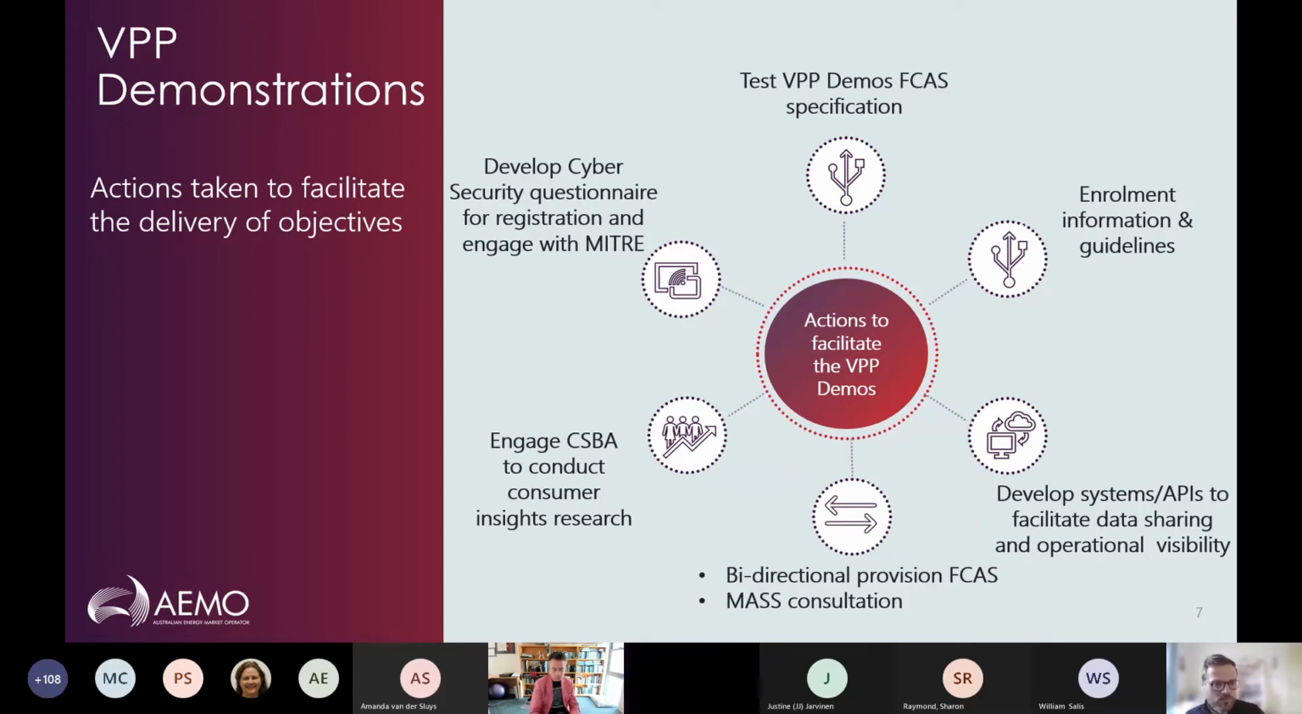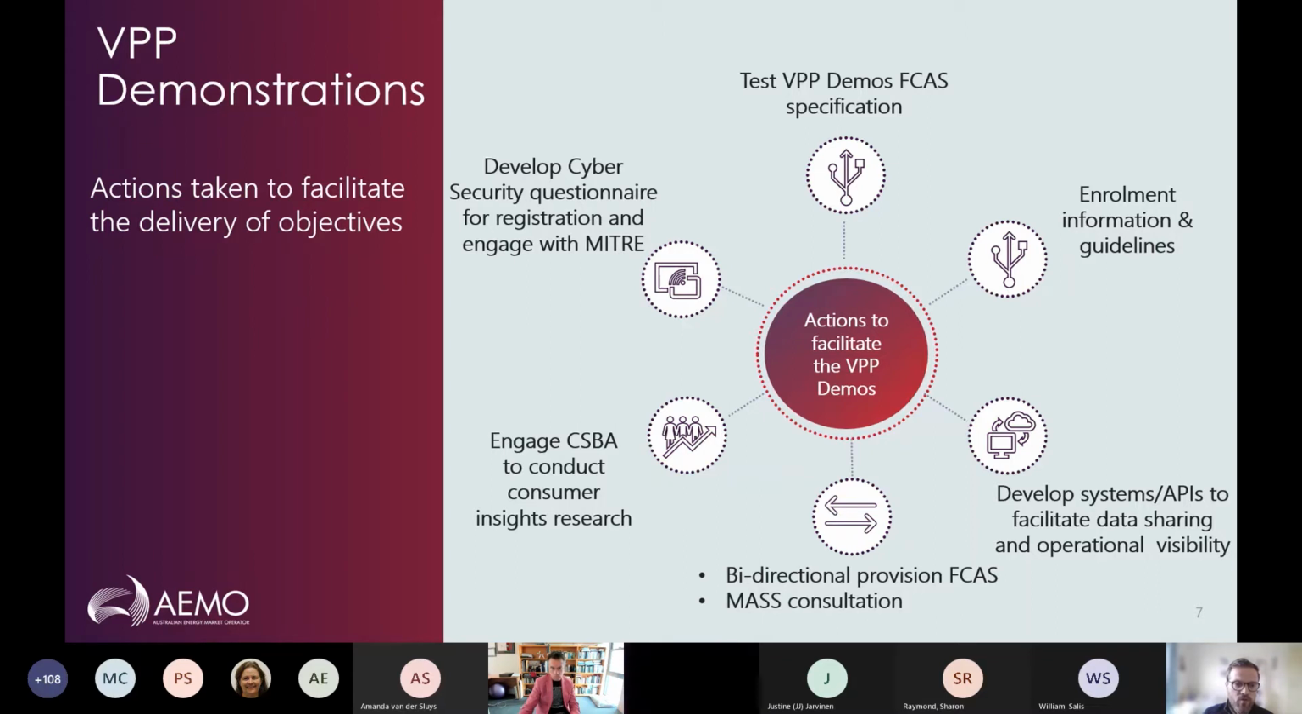We also took actions to engage a company called CSBA, who were specialists at customer research, to conduct a specific consumer insights piece of research, and that was quite an extensive customer insights project. We'll come on to that in a little bit more detail later on. But that was a longitudinal study that ended up having almost 2,000 customers involved in that research. It involved a benchmarking survey at the beginning of their involvement in the VPP Demos project. We then took a much smaller group and did some more detailed interviews and qualitative research. And then there was a subsequent benchmarking survey at the end of that project.